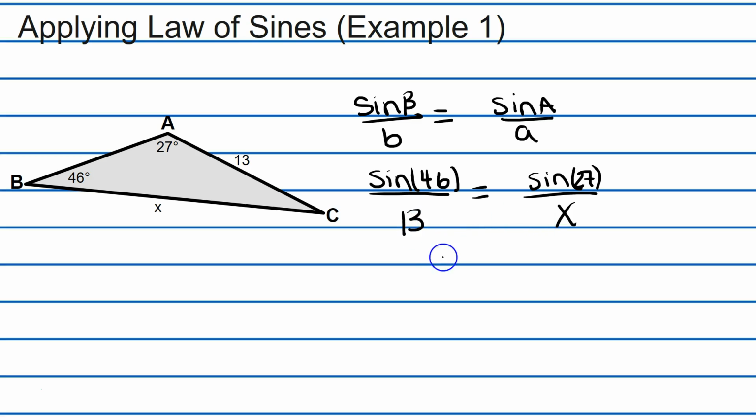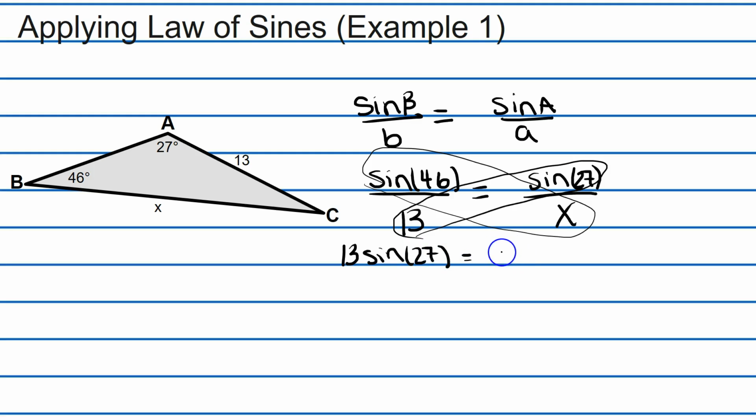Alright, so here we're going to do the cross product. Remember that looks like the x. You're going to multiply across from each other. So here we have 13 sine of 27, which is also equal to x times the sine of 46.